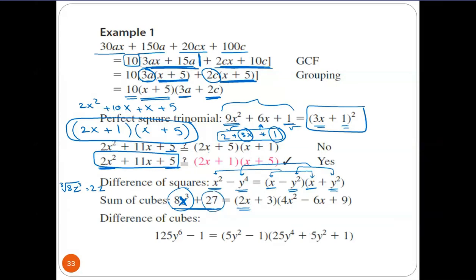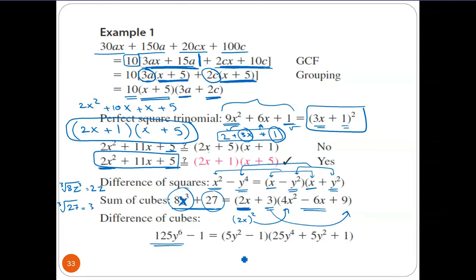The second one, the cube root of 27 equals 3. So put 3. Now, the first square, 2x squared, equals 2x to the power 2, equals 4x squared. And multiply 2x with 3, we have 6x. And the second square equals 9, like this.